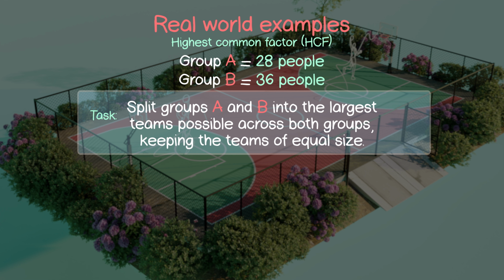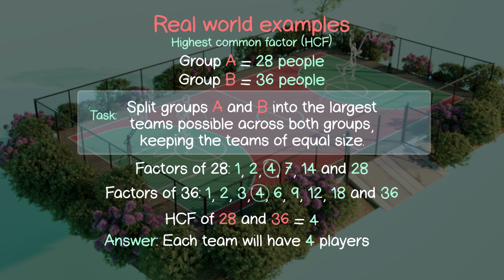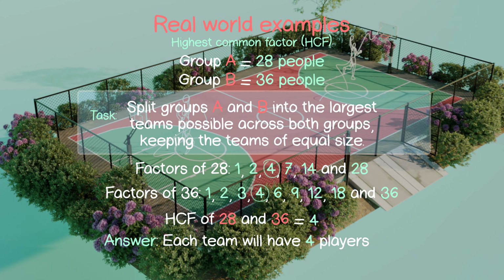So these are the factors of 28. And these are the factors of 36. Now we just need to figure out how many people can play on each team. Well, the highest common factor of both is 4. So each team is going to have 4 players. So what this example is showing you is how you can use your understanding of factors, and specifically here highest common factors, to break down groups. These could be groups of people or objects, buildings, all sorts of things.